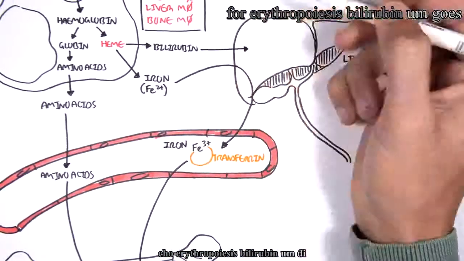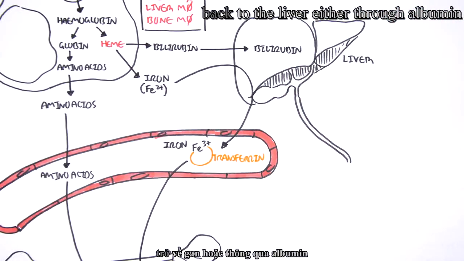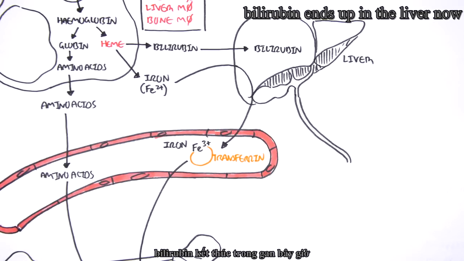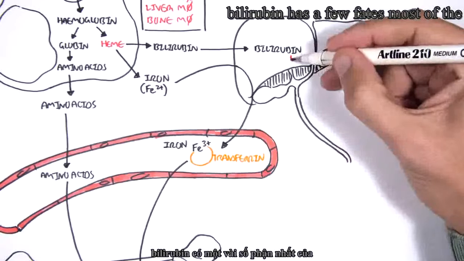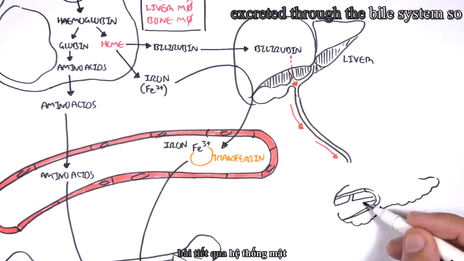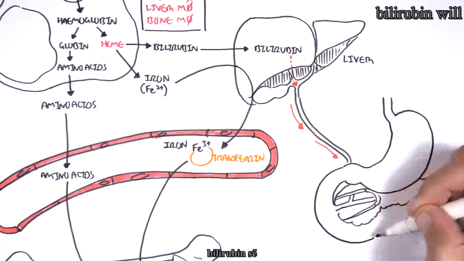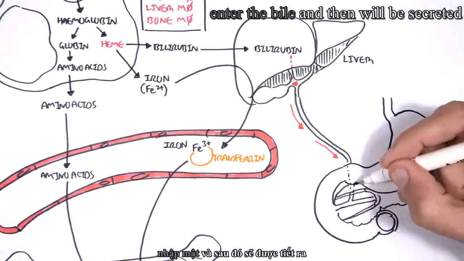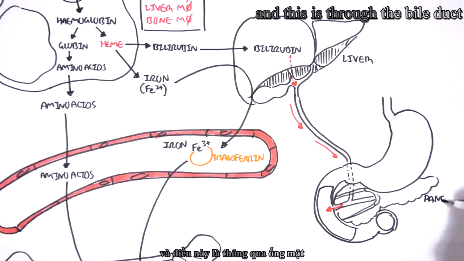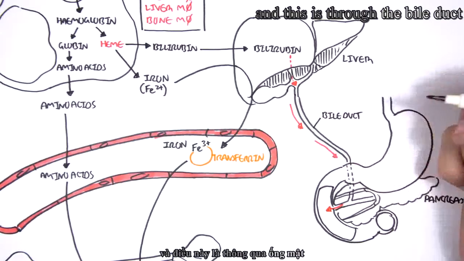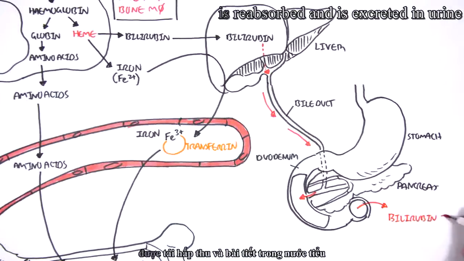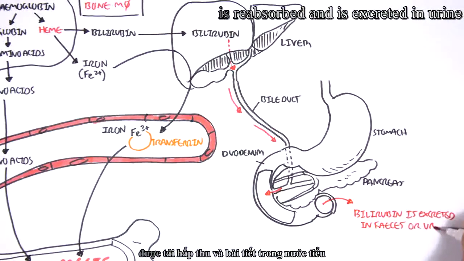Bilirubin goes back to the liver, either through albumin transporter or whatnot. But essentially, bilirubin ends up in the liver. Now, bilirubin has a few fates. Most of the time, bilirubin is actually excreted through the bile system. So bilirubin will enter the bile and then will be secreted into the duodenum of the small intestine. And this is through the bile duct. So bilirubin is excreted in feces, or it is reabsorbed and is excreted in urine.